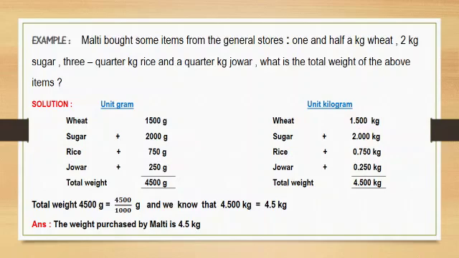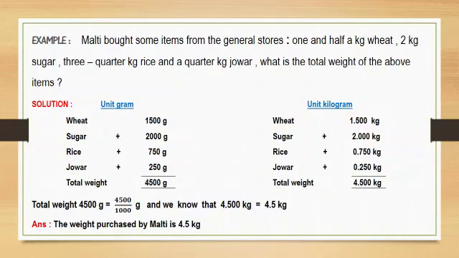Students, as we all know, 1 kg is equal to 1000 grams, half kg is equal to 500 grams, 3/4 kg is equal to 750 grams and a quarter kg is equal to 250 grams. So here 1.5 kg wheat means 1500 gram, 2 kg sugar means 2000 gram, 3/4 kg rice means 750 gram and quarter kg jowar means 250 gram. So when we add all this, we get the total weight of 4500 gram.